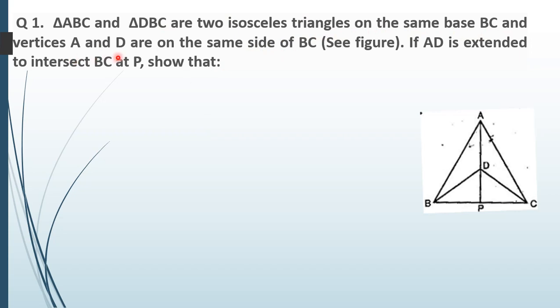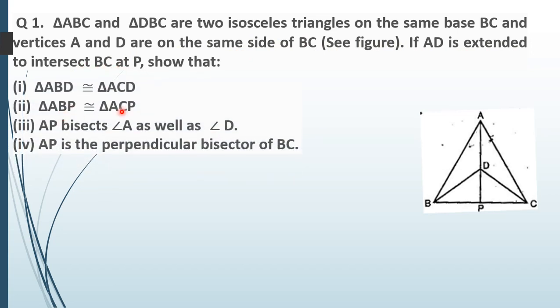BC and vertices A and D are on the same side of BC. If AD is extended to intersect BC at P, show that triangle ABD is congruent to triangle ACD, triangle ABP is congruent to triangle ACP, AP bisects angle A as well as angle D, and AP is the perpendicular bisector of BC.